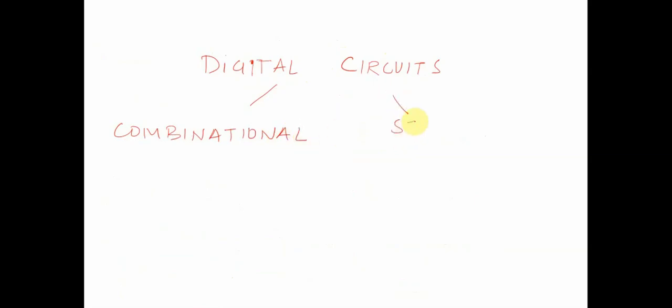Whenever we talk about digital circuits, there are two kinds of digital circuits. One is called combinational and the other is called sequential. We will do a deep dive into each of these circuits as we proceed in the course, but just to mention it briefly here, digital circuits could be of two types, combinational or sequential. Combinational is where the output of a circuit depends only on present inputs.